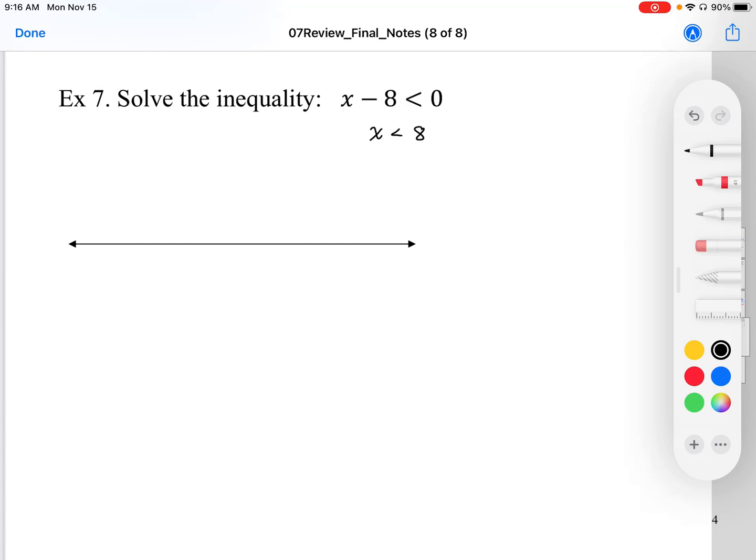In this case, with no flipping the sign, once we have the solution, we're going to have x equals 8, and we want the left side, or the smaller side. We're going to keep that circle open to indicate that it's not equal to.